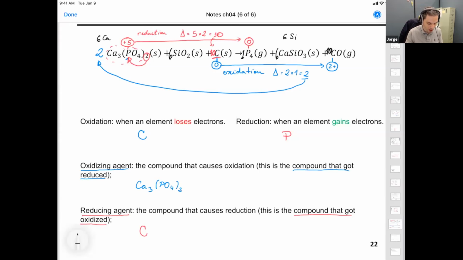So what I want you to keep in mind is to identify when an element oxidizes and when an element reduces, and understand the difference between oxidizing agent and reducing agent, okay? Just be very careful with those concepts.